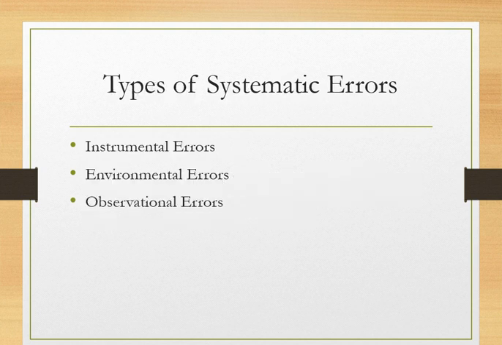So that's why we have to see the types of systematic errors. Due to these numerous causes, systematic errors are classified into three types: instrumental error, environmental error, and third is observational error.